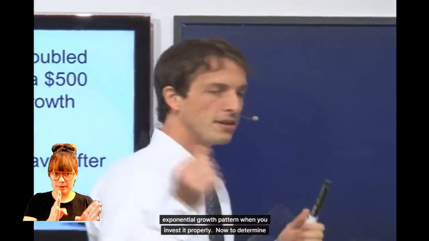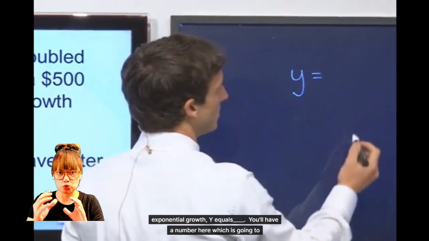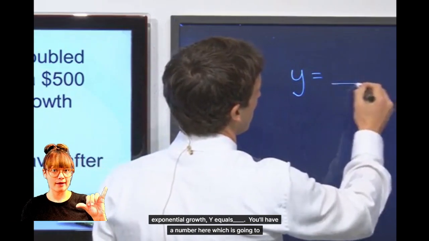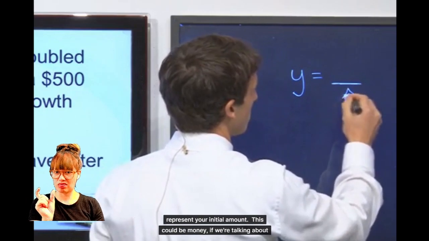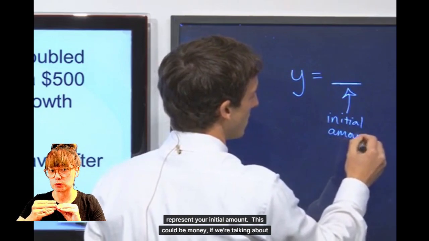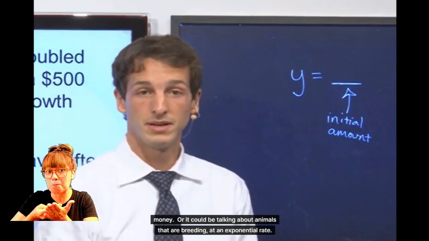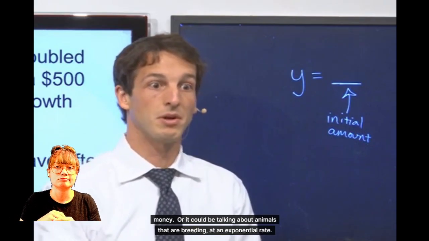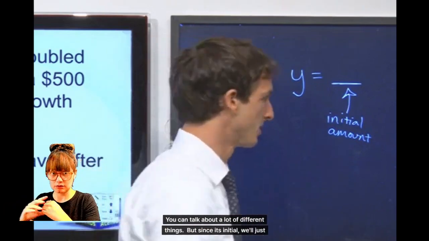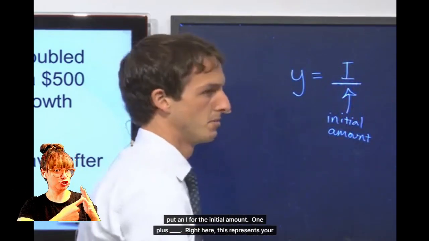Now, to determine exponential growth, y equals, you'll have a number here which is going to represent your initial amount. And this could be money if we're talking about money, or we could talk about animals that are breeding at an exponential rate. We could talk about a lot of different things. But since it's initial, we'll just put an I for the initial amount.